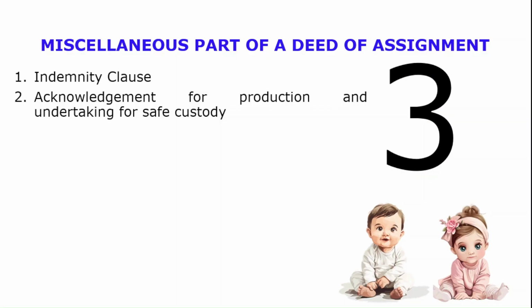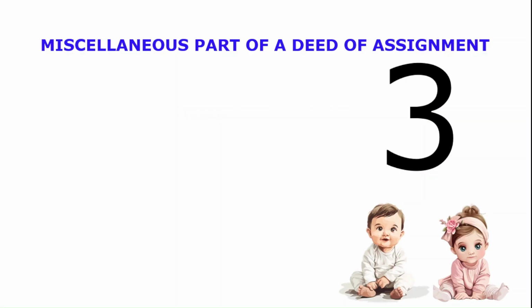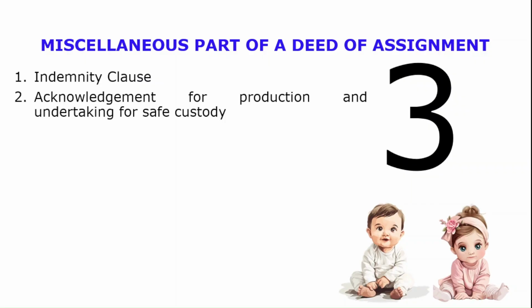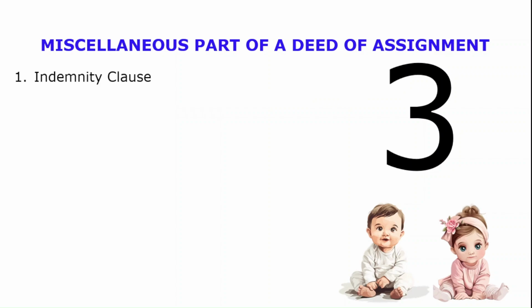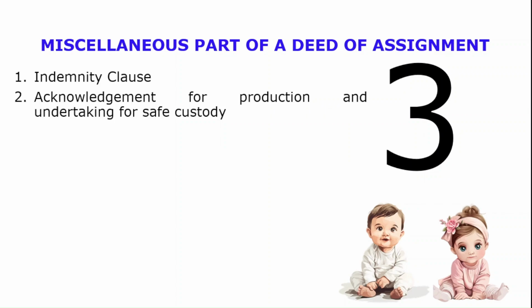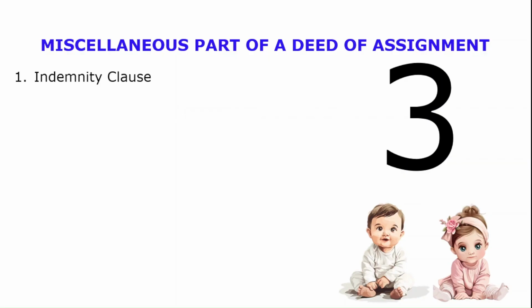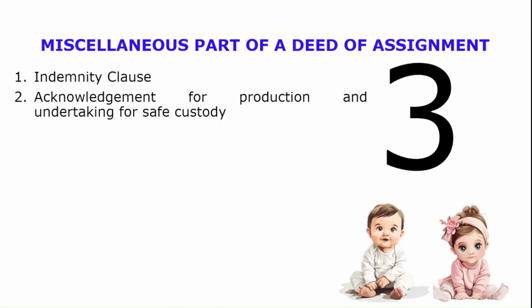So the first one is what? Indemnity clause. The second one is what? Acknowledgement for production and undertaking for safe custody. How many clauses do we have in the miscellaneous part? In the deed of assignment, we have the indemnity clause, and the acknowledgement for production and undertaking for safe custody. So these are the clauses in the miscellaneous part.